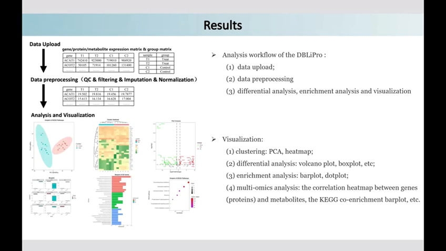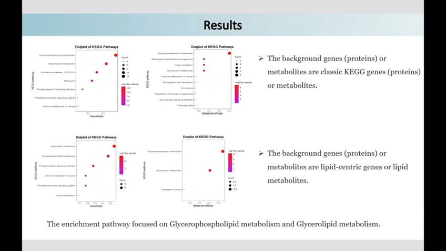4. Result visualization. The other workflow takes gene, protein, or metabolite list files as input to select all upregulated or downregulated genes, proteins, or metabolites for enrichment analysis and visualization according to the user's interactive options. We observed that there are obvious different results according to the different backgrounds used in enrichment analysis. This lipid-centered systematic comparative analysis, which could offer unique insights, is mainly thanks to the DBLiPro knowledge base.